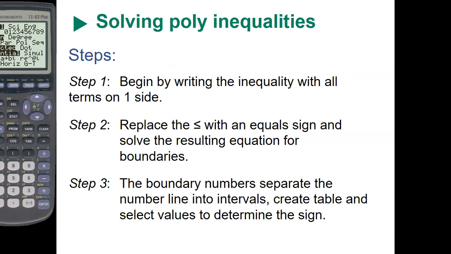All right, ready, set, go. Three steps. So we write the inequality with all terms on one side. So you want it to be equal to 0. That's your goal. So your goal is to either have it say less than 0 or more than 0, right? Then you want to replace the inequality symbol with an equal sign, and then you're going to solve. And we're going to create a number line using those boundaries.